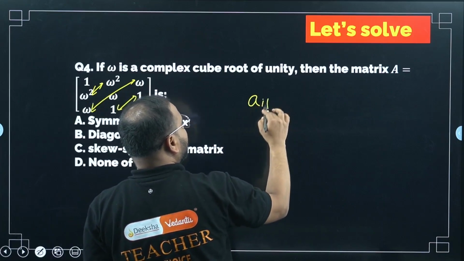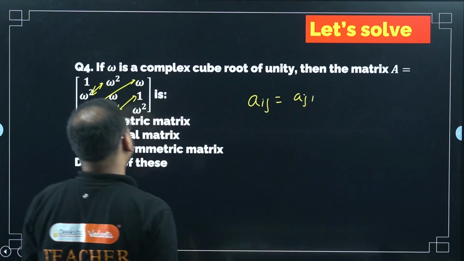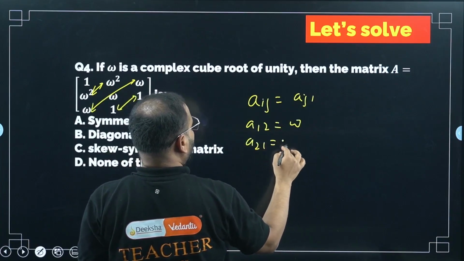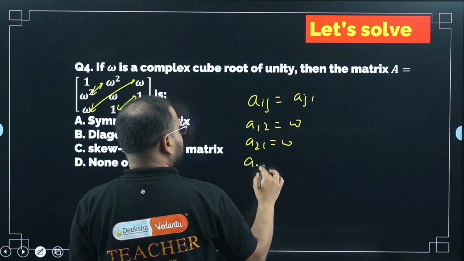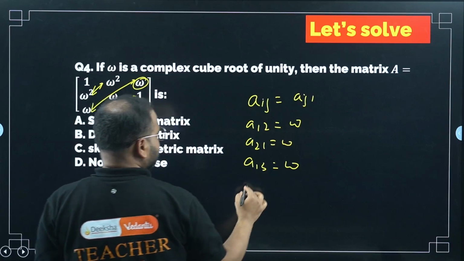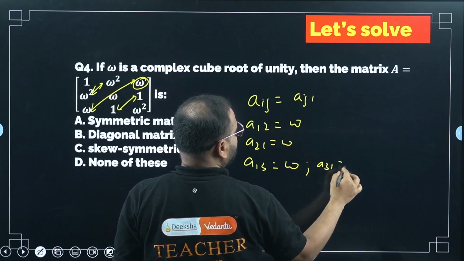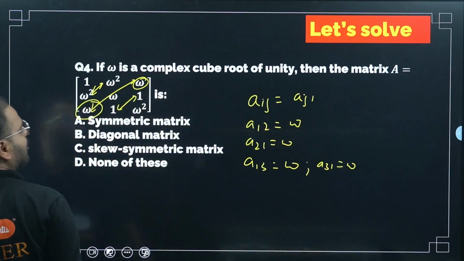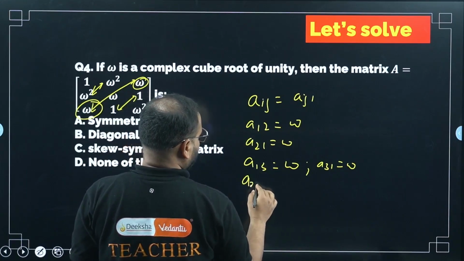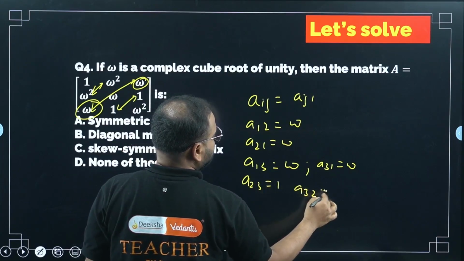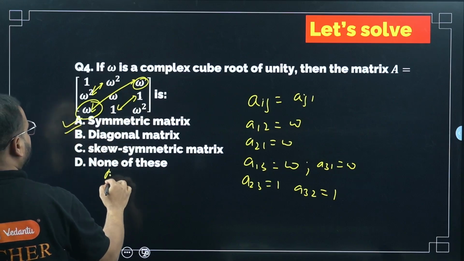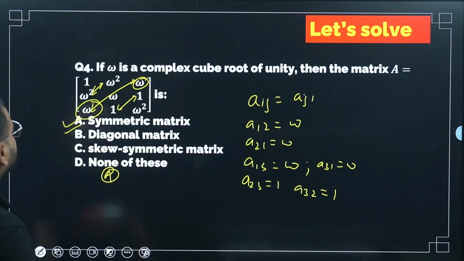Now it is of this form. Check here. Aij equals Aji, right? How, sir? A12 is how much? Omega. And A21 is how much? Omega only. What about A13? Again omega. And A31 is also omega. A23 is 1 and A32 also is 1. Check here. Answer is A. Easy question.